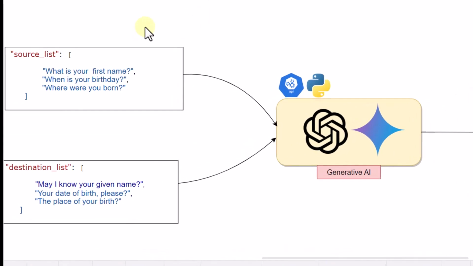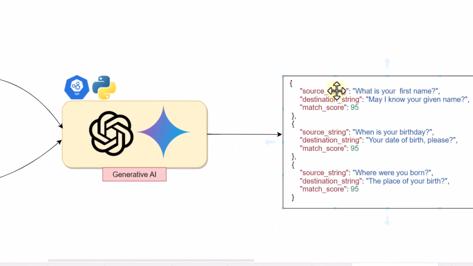In our demo, we are going to deal with a source and destination list. We are going to pass this source and destination list to an endpoint. This endpoint we are going to create using Python and FastAPI, and under the hood, it's going to call the generative AI model. We are going to have a demo with the OpenAI model, and a demo with the Gemini model as well. Our idea is to have the output like this, where we get a match between the strings based on their semantic meaning.